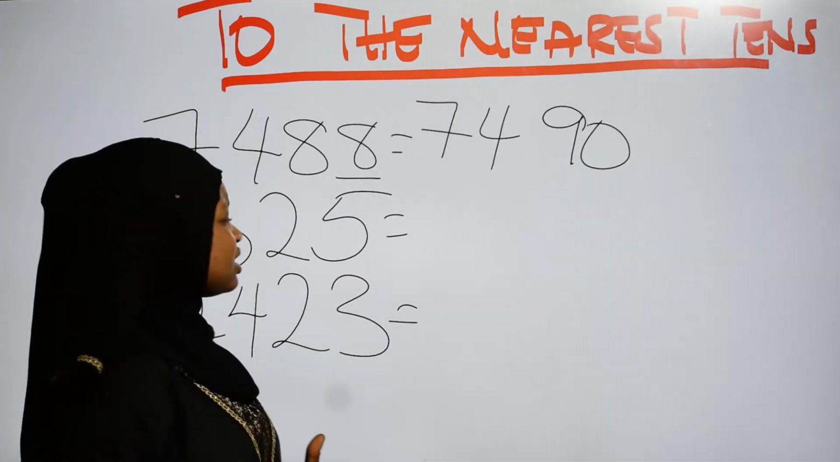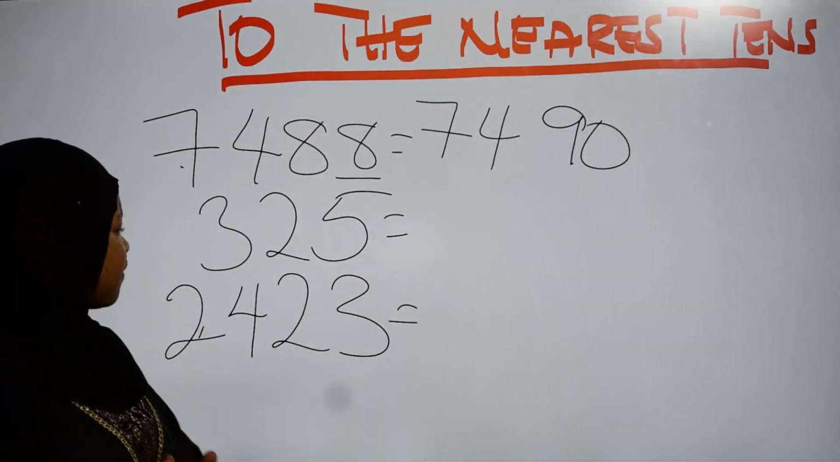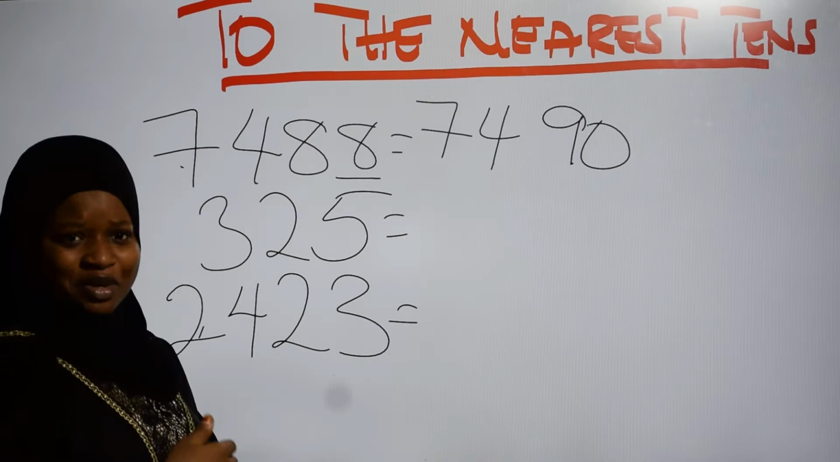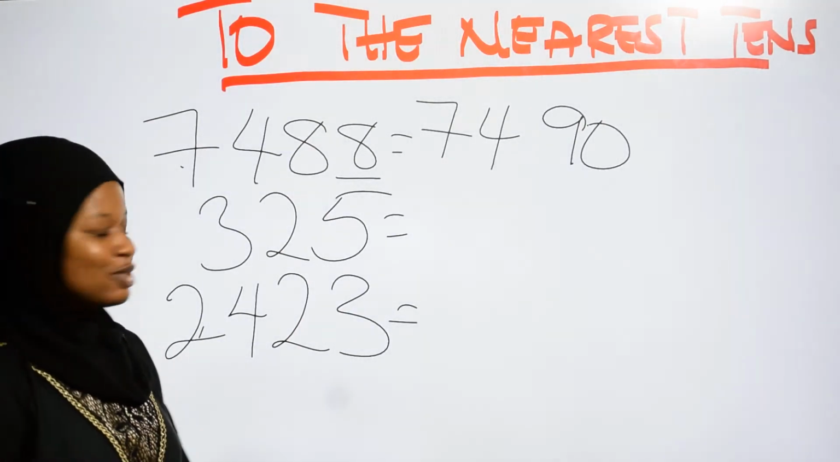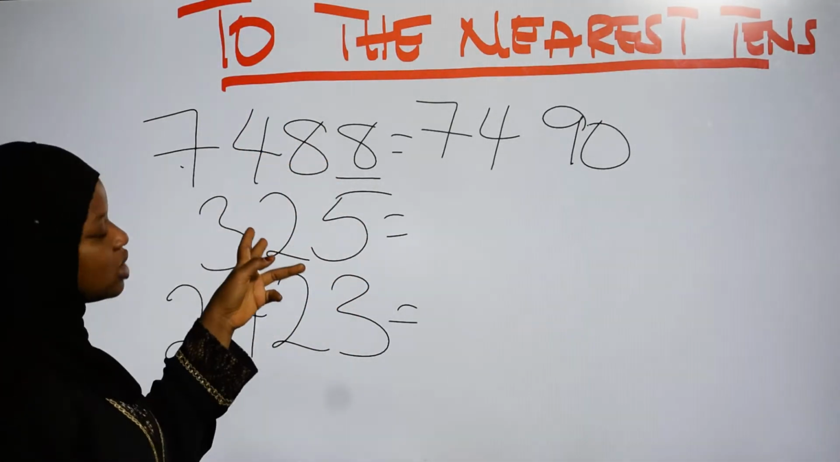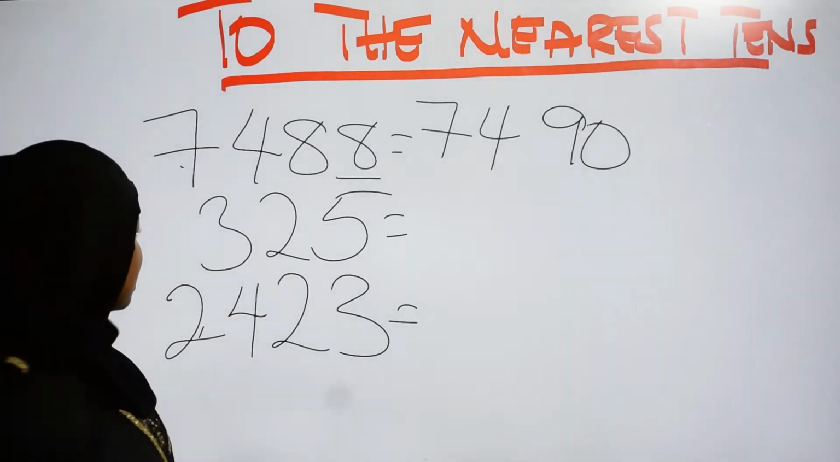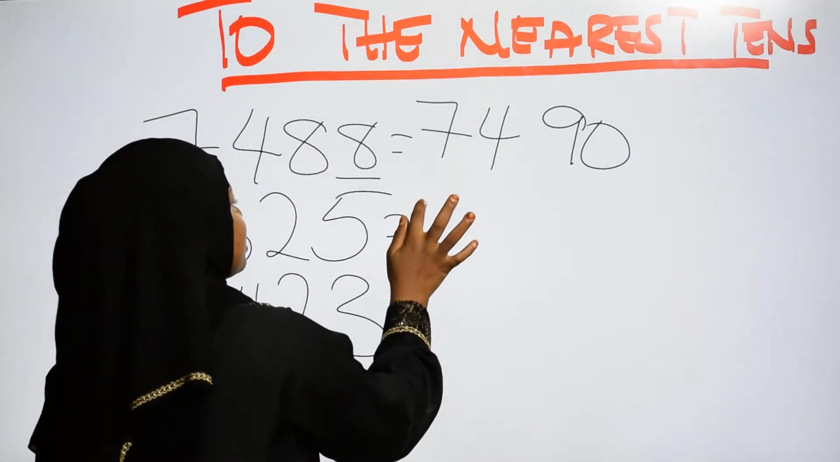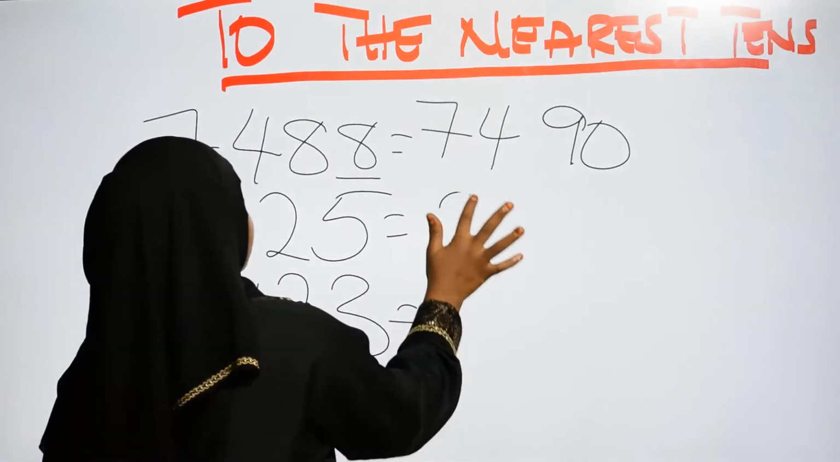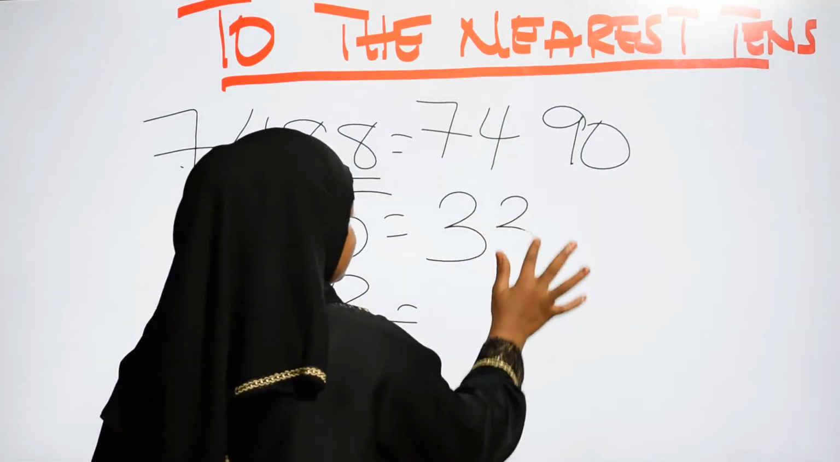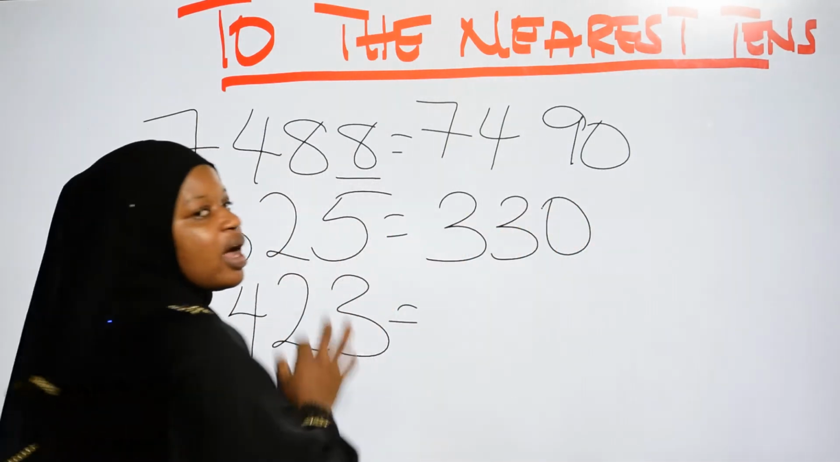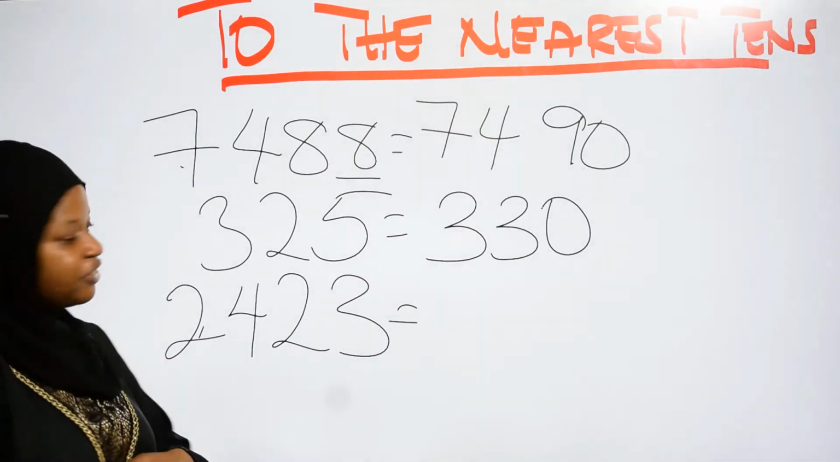Now let's look at this. We have 325. So 5 is also 5, meaning 5 to 9. So we have to add 1 to the number in the tens place. And the number there is 2. So our answer now becomes 330. Because we have 5 there. It's not less than 5.